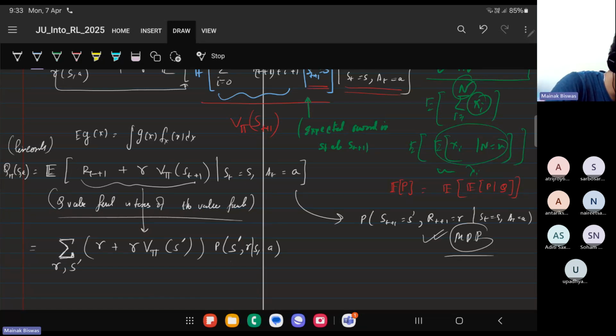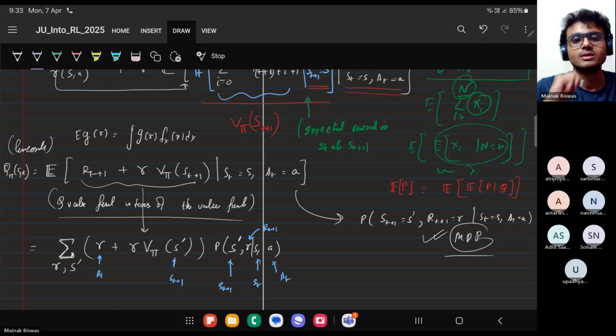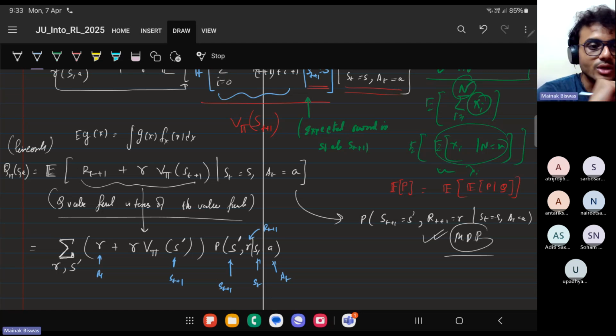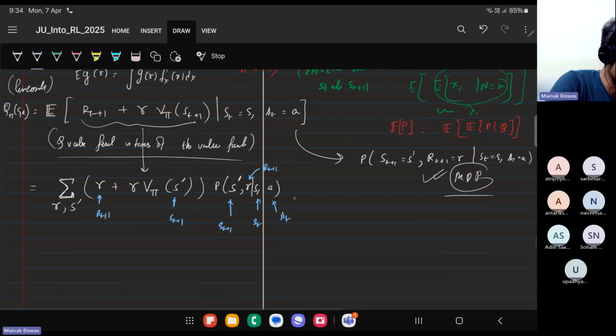So this is your distribution. So this is your St plus 1. This is your Rt plus 1. This is your St. This is your At. And this is your St plus 1. Clear? So this is your Bellman equation. So I will just say this is equation 2.